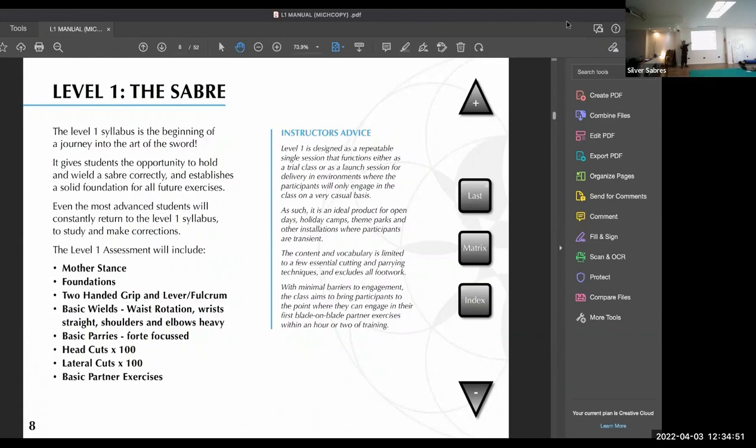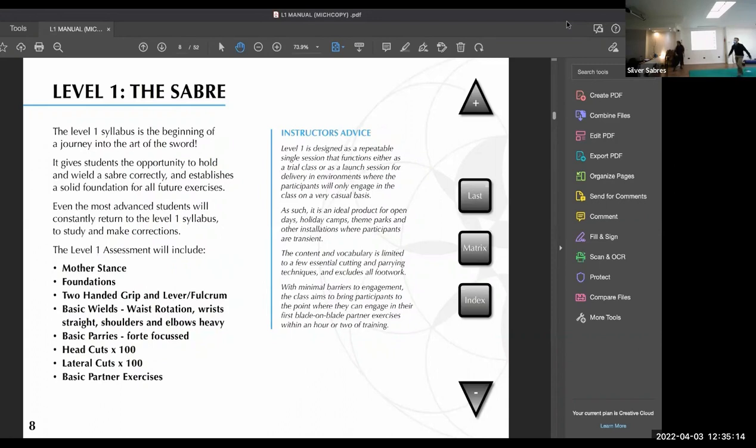Middle finger is primary, forefinger is an alternative. The basic wields, the basic parries, you have to be able to deliver those 100 head cuts and those 100 lateral cuts, and they can be done in situ as partner exercises. So 200 cuts, two people facing each other, that is the level 1 assessment, right?